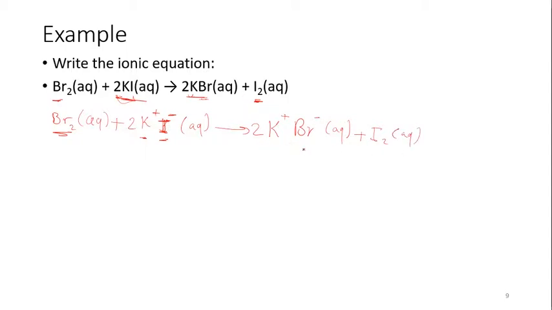Now if I try to cancel the part that appeared on both sides of the equation, it will be the potassium ions. So I write my final form of my equation: bromine plus 2 iodide ions to give me 2 bromide ions plus iodine.